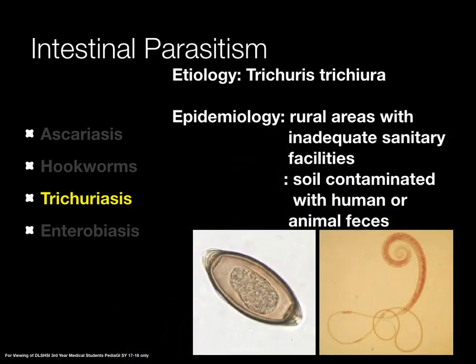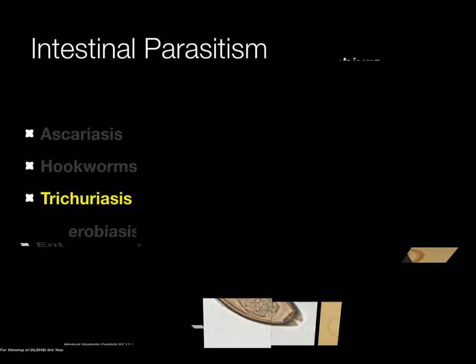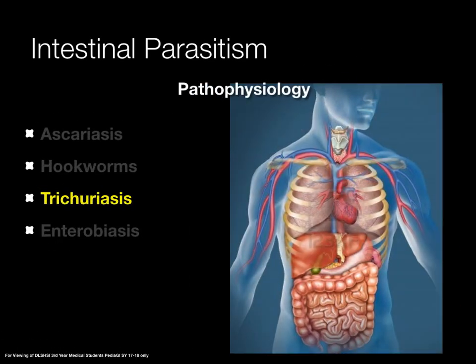Trichuriasis is caused by Trichuris trichiura and is usually seen in rural areas with inadequate sanitary facilities. The soil is contaminated with human or animal feces. For the pathophysiology of trichuriasis, there is ingestion of the barrel-shaped eggs. The larvae then escape from the shell in the upper intestinal wall and penetrate the intestinal villi. The worms slowly move towards the cecum.